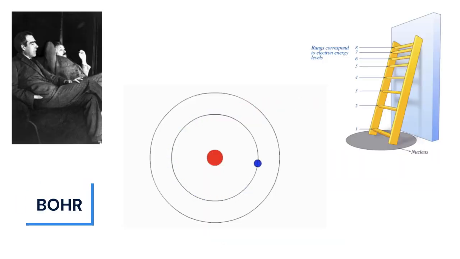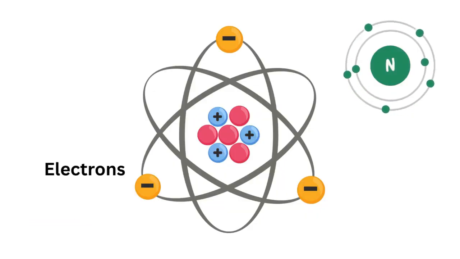Finally, Bohr refined that idea. Electrons don't just float randomly. They live in certain energy levels and can jump between them by absorbing or emitting energy, like stepping between rungs of a ladder. These steps brought us closer to the modern idea: a tiny nucleus with protons and neutrons, and clouds or levels where electrons hang out.